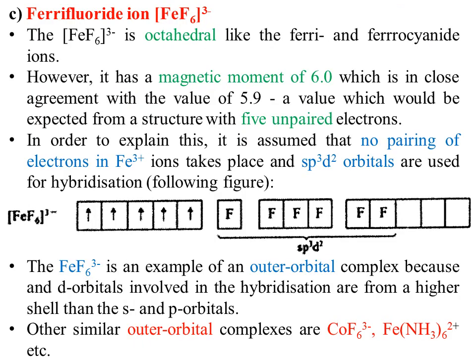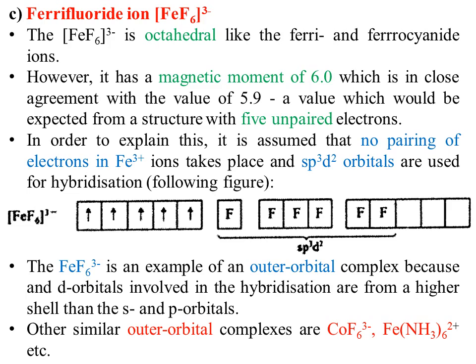Ferrifluoride ion, hexafluoroferrate. Hexafluoroferrate is an octahedral like ferri and ferrocyanide ions. However, it has a magnetic moment of 6, which is in close agreement with the value of 5.9, a value which would be expected from a structure with 5 unpaired electrons.